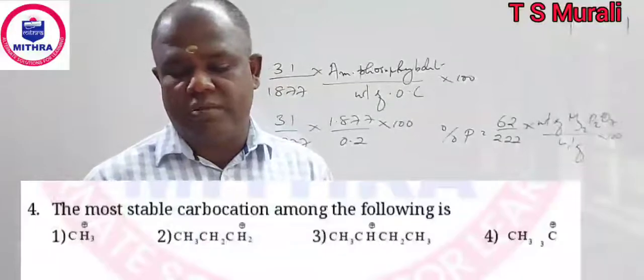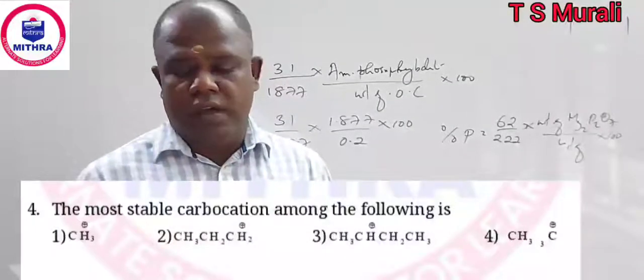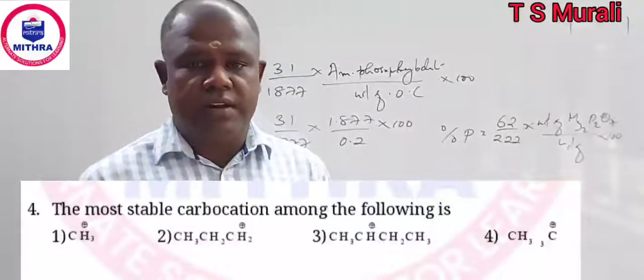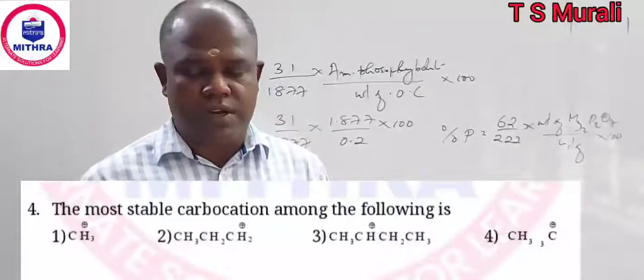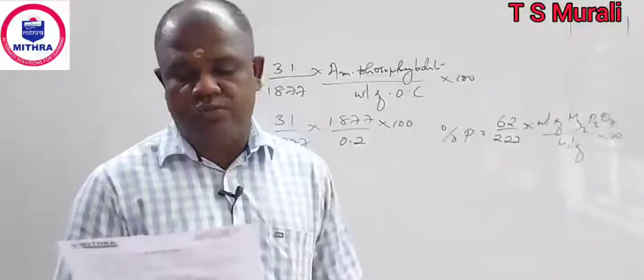The most stable carbocation among the following. Given options contain primary, secondary, tertiary. Among primary, secondary, tertiary, tertiary cations are more stable. So option 4 is the right answer.